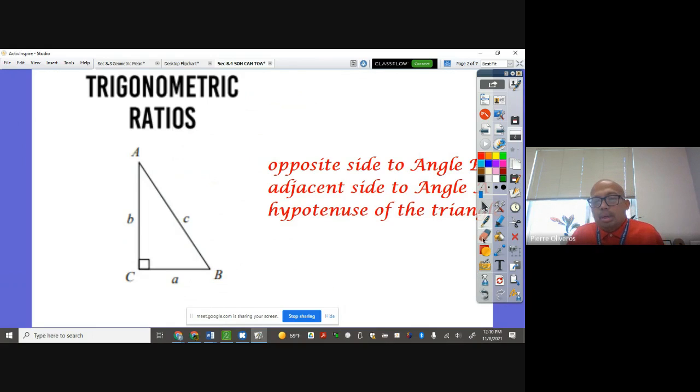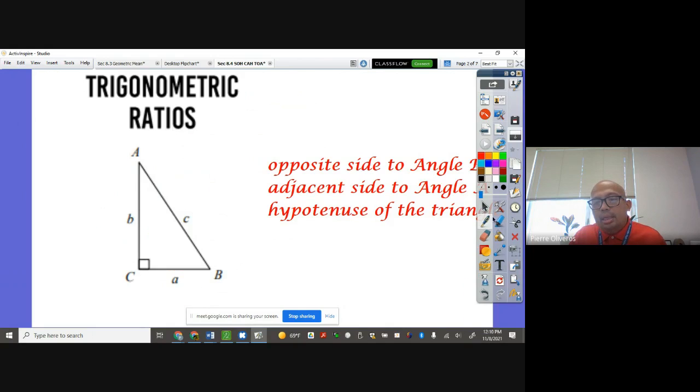Now, let's remember that if this is my angle B, the opposite to angle B is side B. But my adjacent to angle B is side A. Adjacent means sitting beside it, next to it. Why not the C? Because C, I know, is sitting beside angle B, but that's not your adjacent because C there is your hypotenuse. The hypotenuse of this triangle is the one opposite to the 90-degree angle, which is side C.